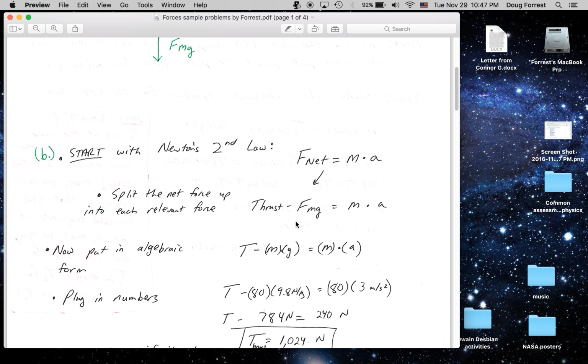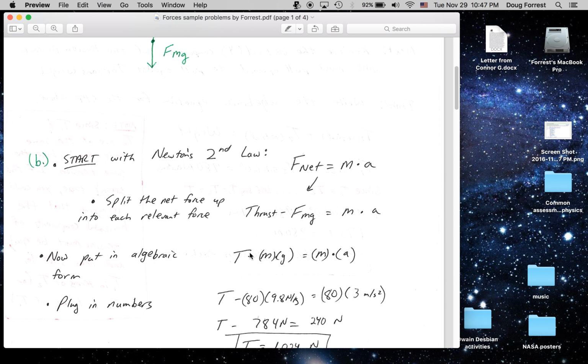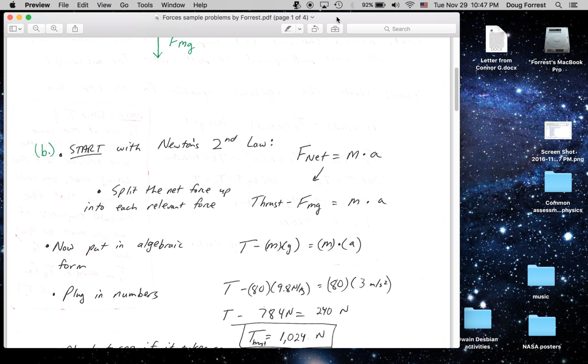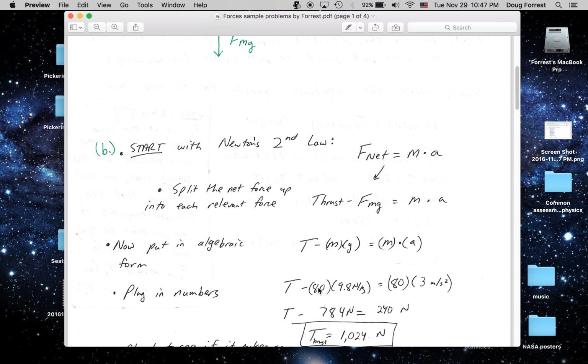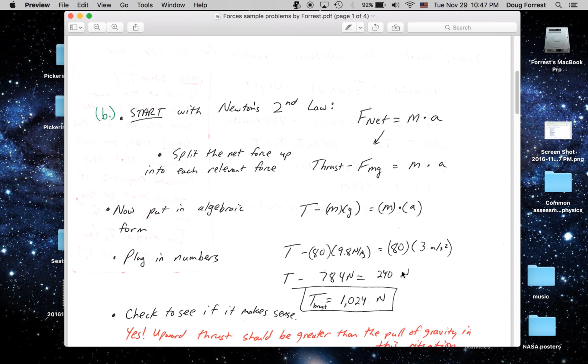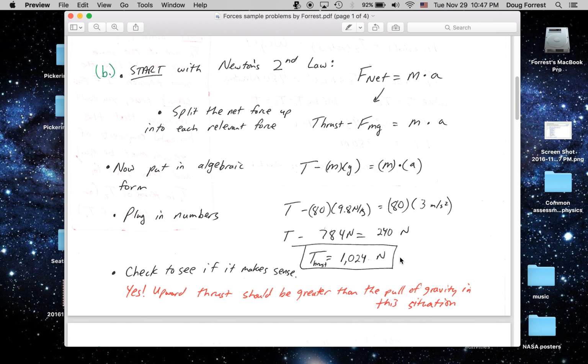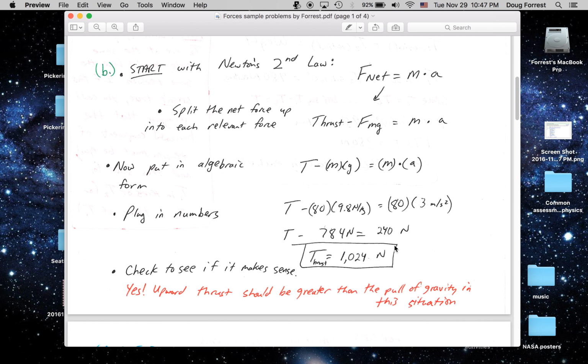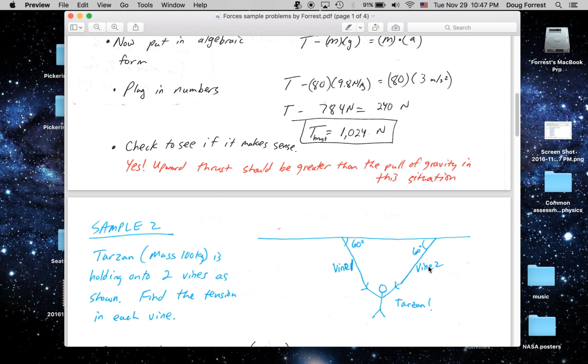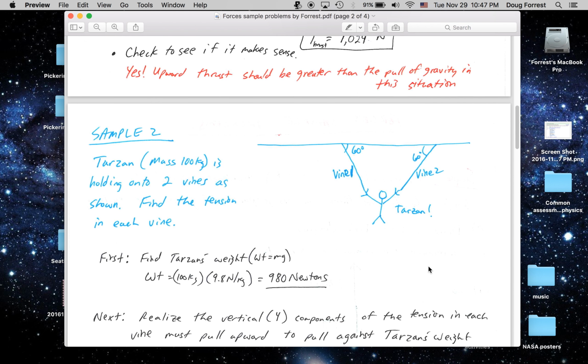So now I'm putting this in variables. Essentially we've got thrust minus mass times 9.8 is equal to mass times 3. So thrust minus 784 equals 240. That gives me a total of 1,024 newtons. And yay, upward thrust should be greater than the pull of gravity because the person's actually accelerating upward.